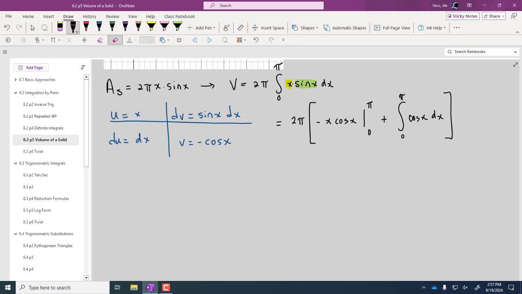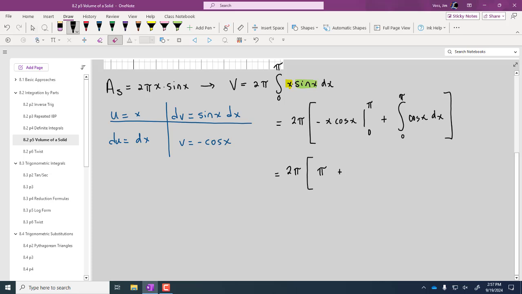Then we do our evaluation. All right, so 2 pi, big old bracket. Plug in the pi first. What's cosine of pi? Negative 1. So we're going to end up with positive pi minus 0. When we plug in the 0, we get 0. So plugging in the pi, we get negative pi times negative 1, so that's positive pi, minus 0, so that's that.